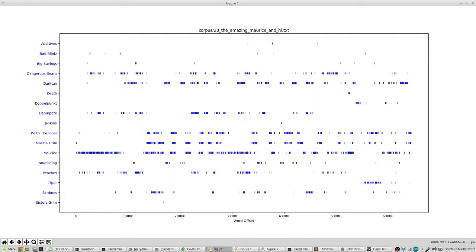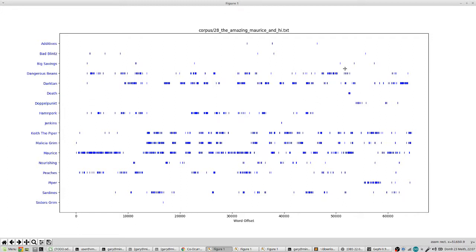So, for example, here in The Amazing Maurice and his Traveling Rodents, we can see on the left-hand side all the characters that occurred in the book and at what points in the book they occurred. So Maurice here is, of course, a pretty major character and is mentioned throughout. Death has just one little appearance here towards the end.